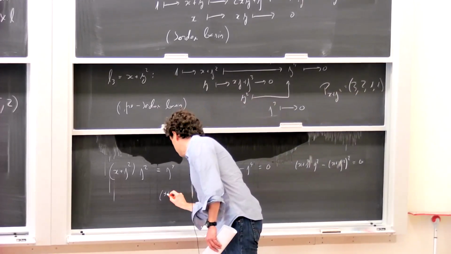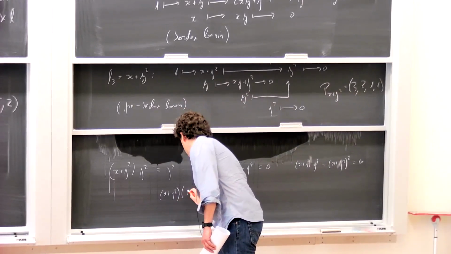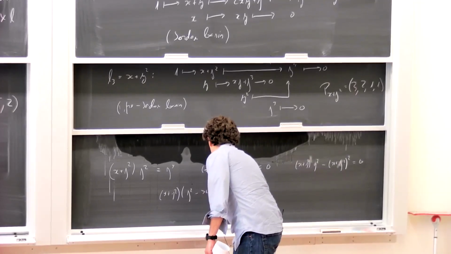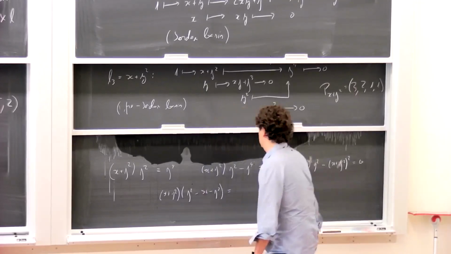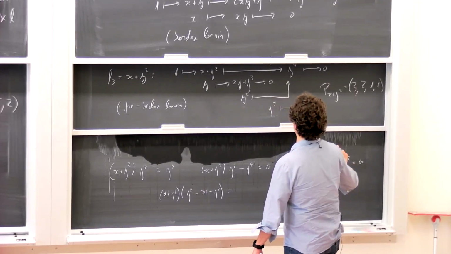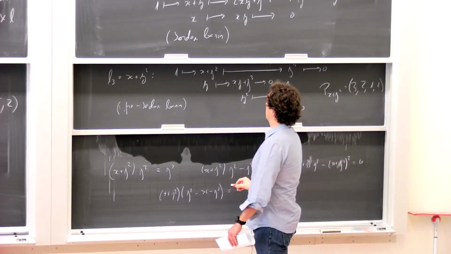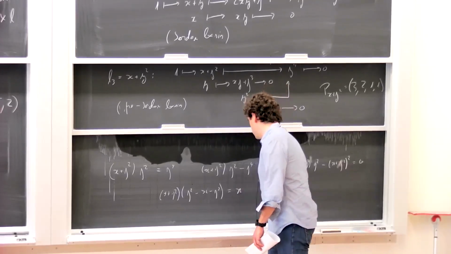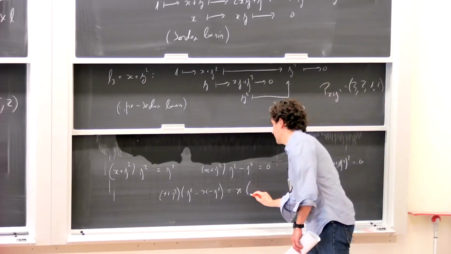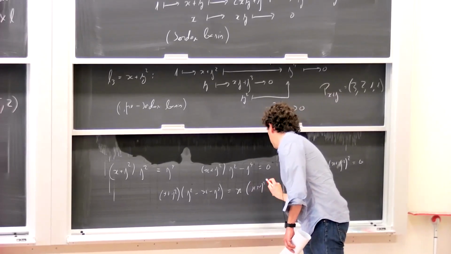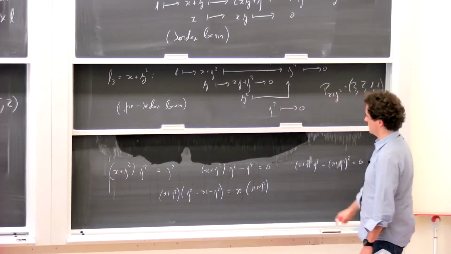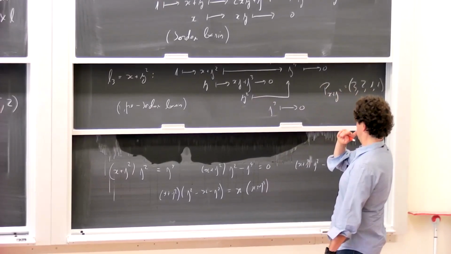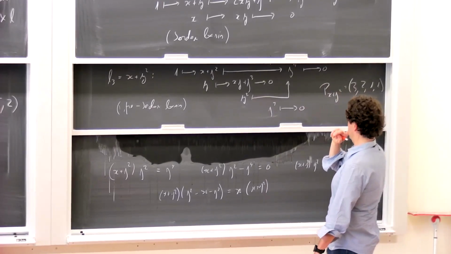So (x plus y) squared times y squared minus x minus y squared. And this gives me x. And this gives me x, yes. I think x times (x plus y) squared. So this is an element that could replace this one. And I think we're fine.